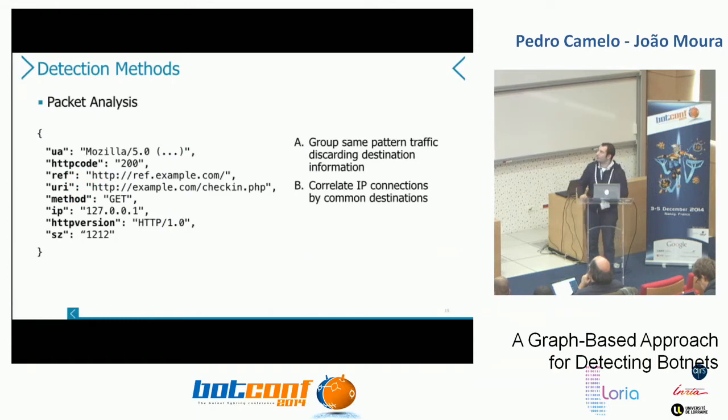On the packet detection methods, we have this kind of info. We use it to group same pattern traffic, discarding source and destination information. On the second one, we use that information. We correlate IP connections by common destinations.